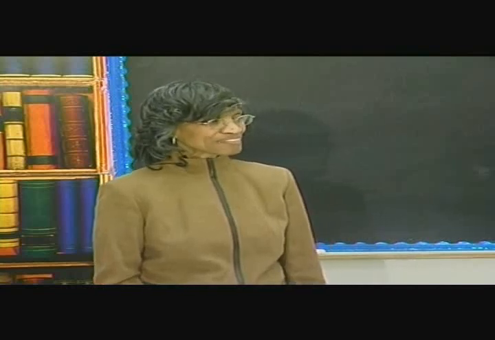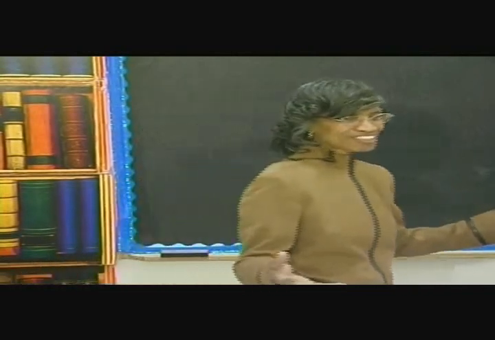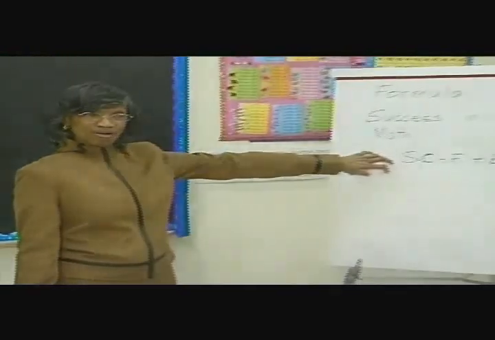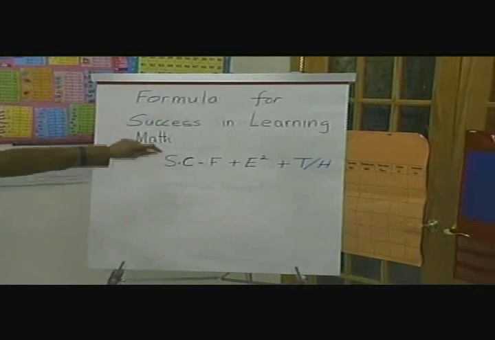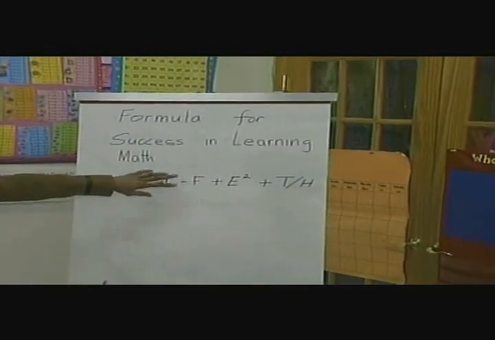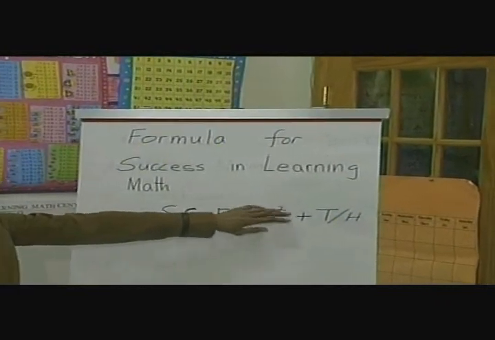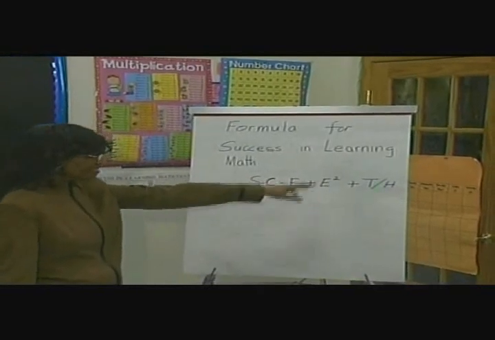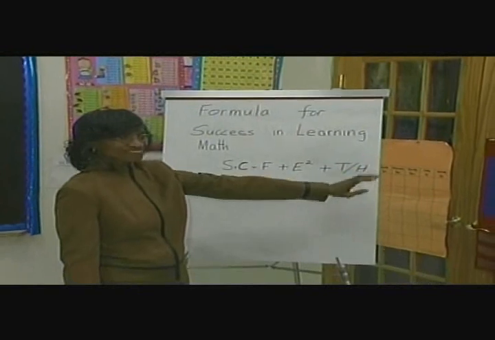The formula. Now, you heard me give you the formula in words, and it all made sense, right? Now, let's look at the mathematical side of it. This is the formula in mathematical language. S, success, equals C, confidence, minus F, fear, plus E squared, effort squared, plus time a day divided into hours of study.